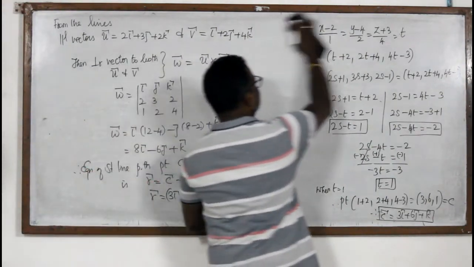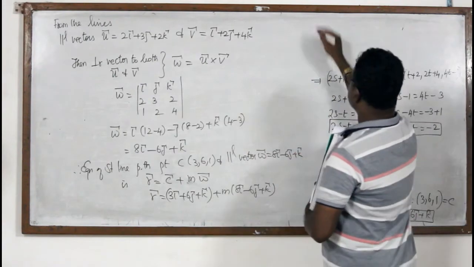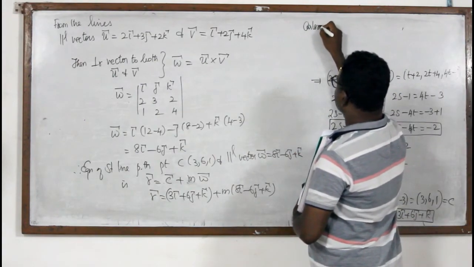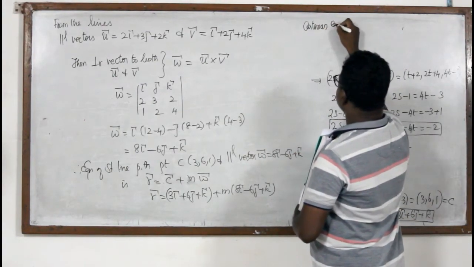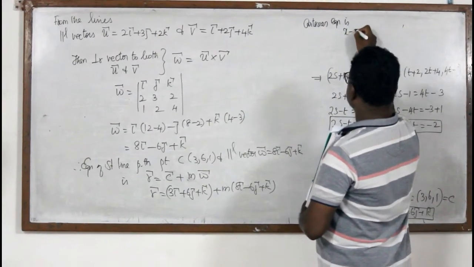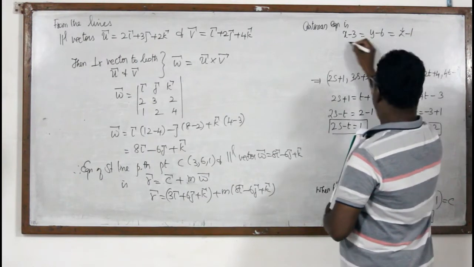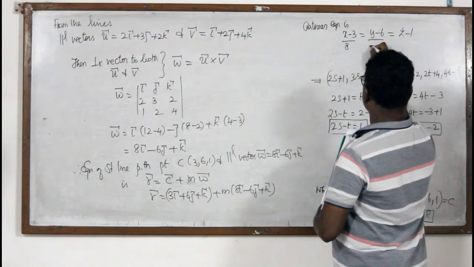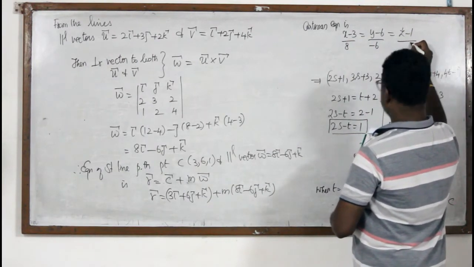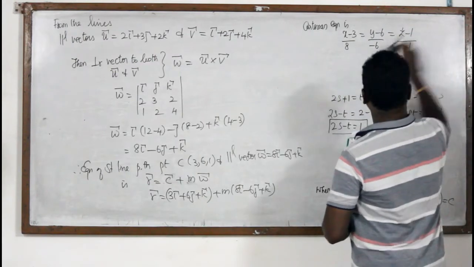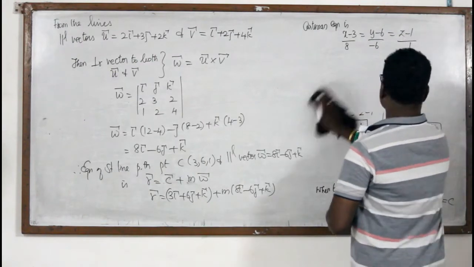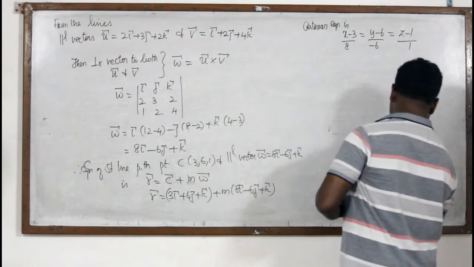Also I can take the Cartesian form. Cartesian equation is (x minus 3)/8 = (y minus 6)/(minus 6) = (z minus 1)/1. This is the Cartesian equation. Like this we can find.